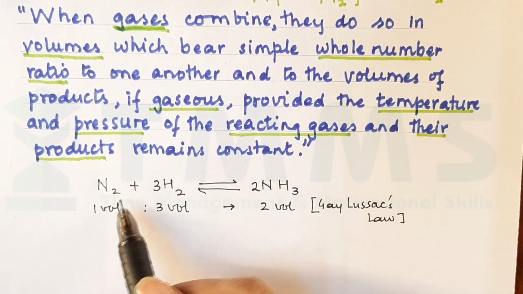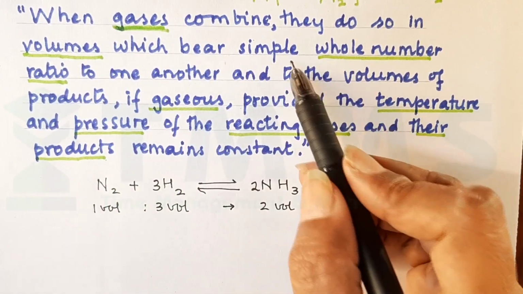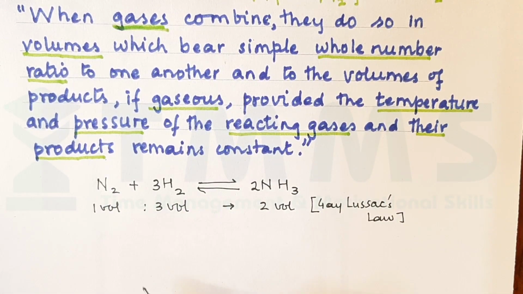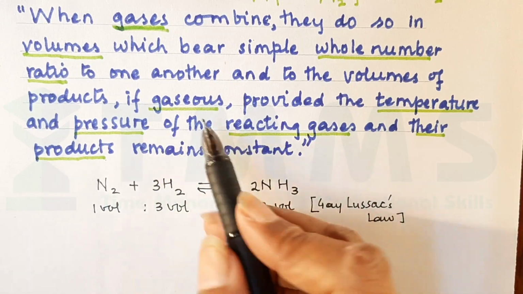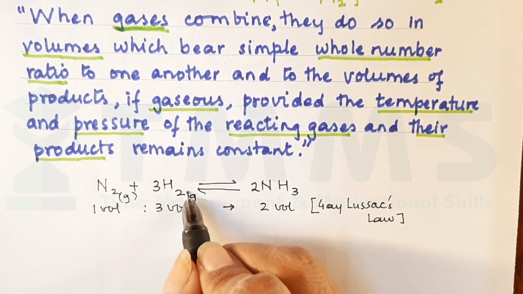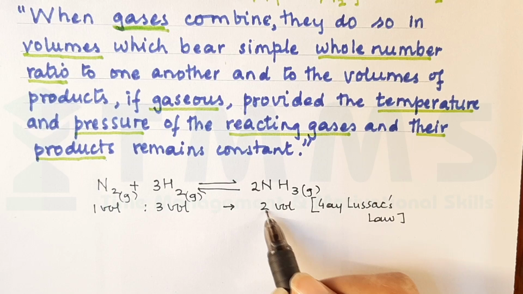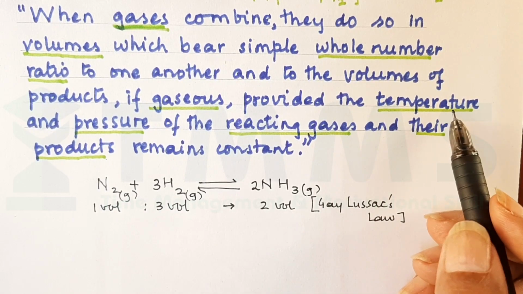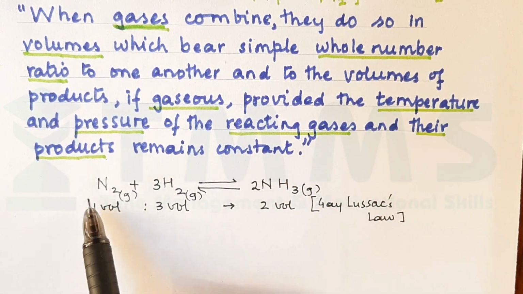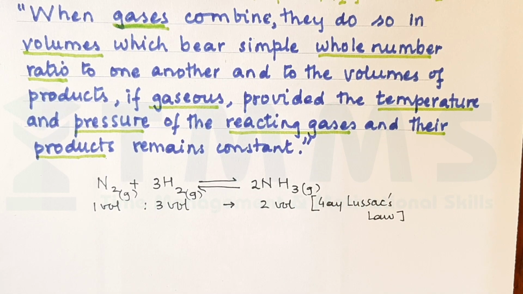So when the gases combine, see N2 and H2 they are combining, they do so in volumes which bear simple whole number ratio to one another. So with one another, what is the ratio? 1:3. And to the volumes of the products if gaseous. Is this a gas? Yes. So this is a gas, this is a gas, and the product also is a gas. So here it is 2 volumes, and that is the ratio of the product, and provided the temperature and pressure of all these means what? The reacting gases and their products remains the same.